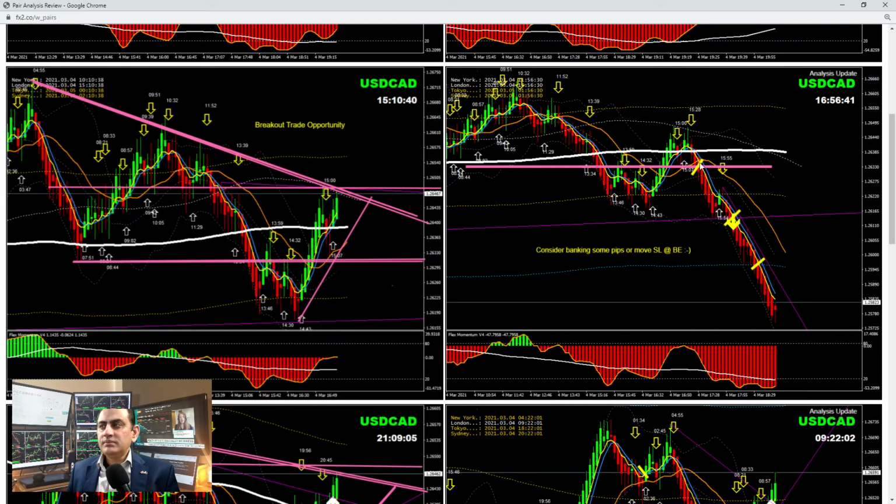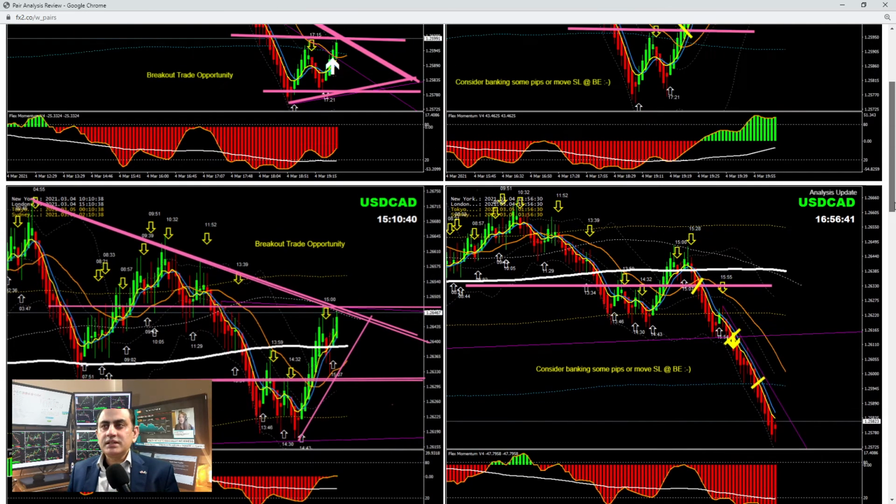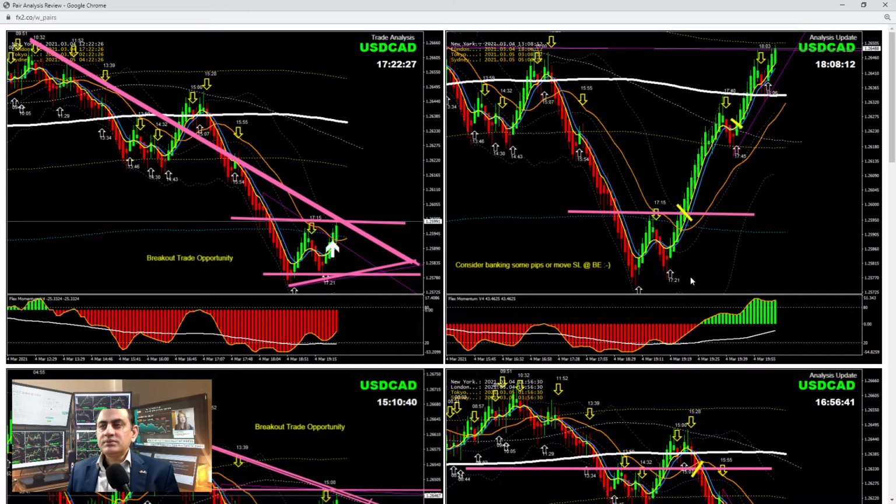We were banking the breakout, the pullback, and another breakout. Beautiful pips. As soon as the price hit the major support level, I explained to my traders, now it's time to look for long, but we need a valid technical entry as an intraday. And that's what I explained to my traders.